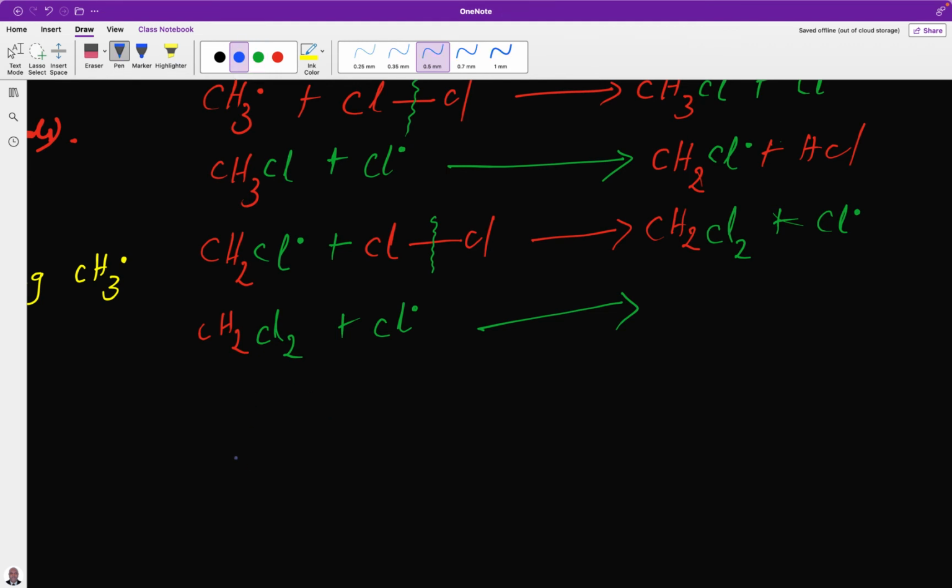This carbon atom, this hydrogen, and these are the two chlorine that are there. Now it is reacting with this plus this free radical. What happened is that we have to substitute this hydrogen.